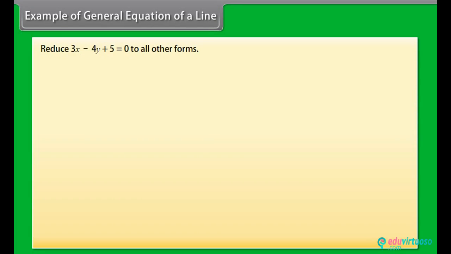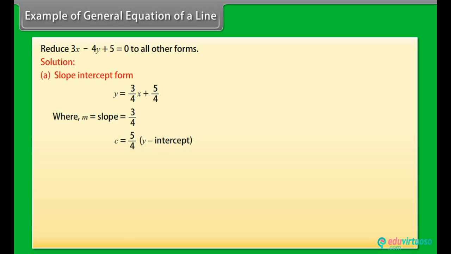Reduce 3x - 4y + 5 = 0 to all other forms. Solution. Slope-intercept form. y = (3/4)x + 5/4, where m = slope = 3/4, and c = 5/4, that is the y-intercept.